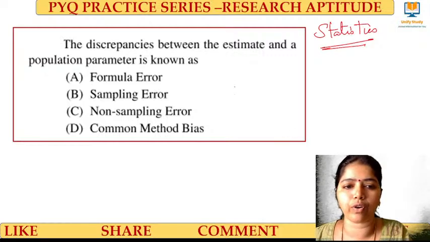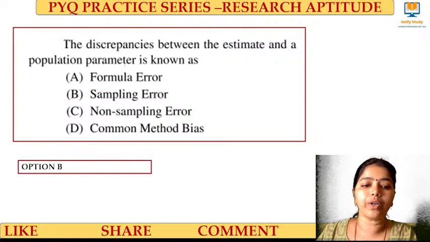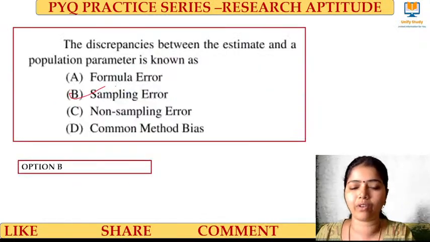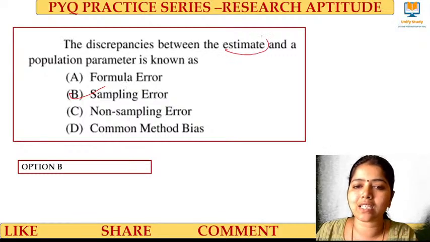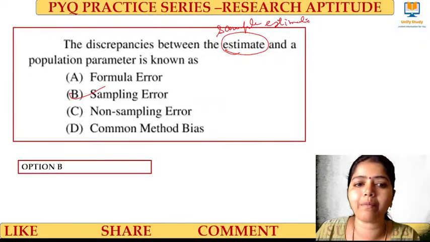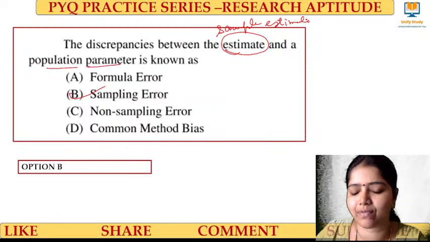The right answer for this question is sampling error. Very good. What do you mean by sampling error? Sampling error means, first, what is a sample. When I do research, my estimate is nothing but the sample estimate. What do you mean by sample estimate? What do you mean by population parameter? First, we have to know.